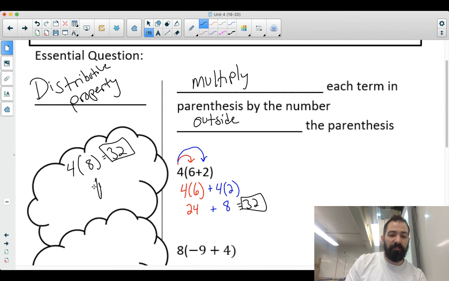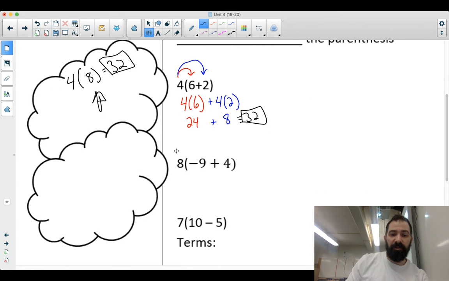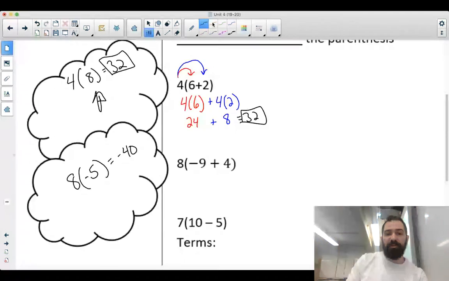Again, obviously it's much quicker just to do it directly, but we're trying to understand the process of distribution. Let's do this one. We could do this as 8 times negative 9 plus 4, which is negative 5, which equals negative 40. Let's do it with distribution. We're going to do 8 times negative 9 and 8 times 4. 8 times negative 9 is negative 72. 8 times 4 is 32. Negative 72 plus 32 equals negative 40. Same answers.